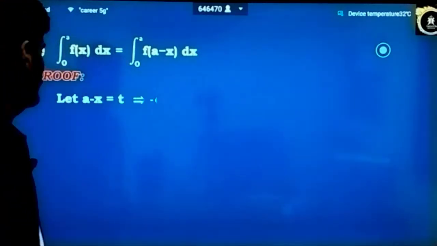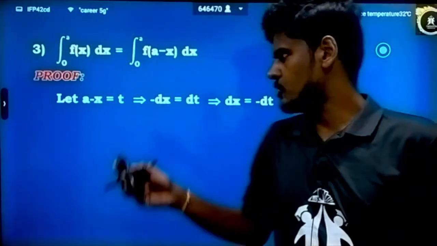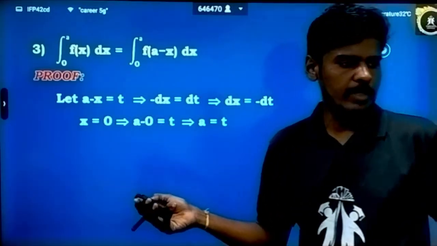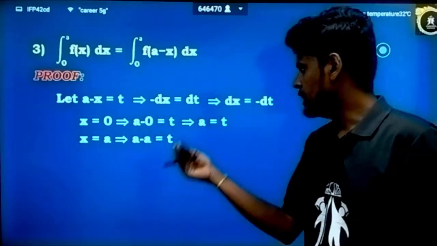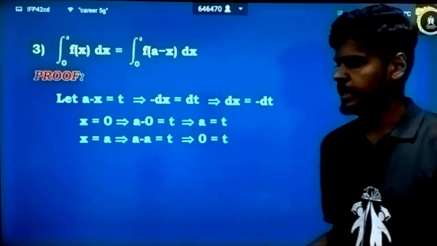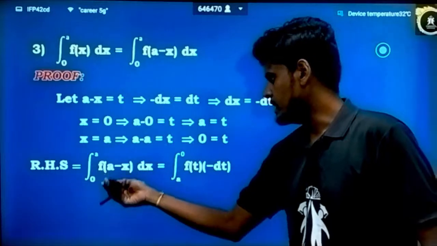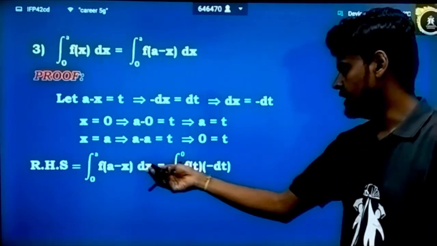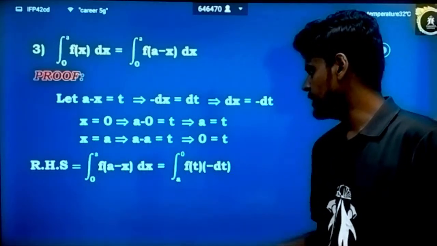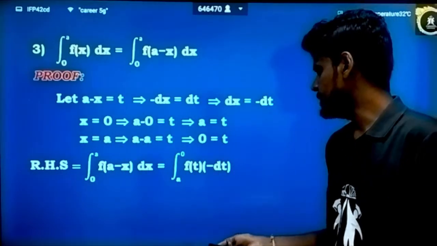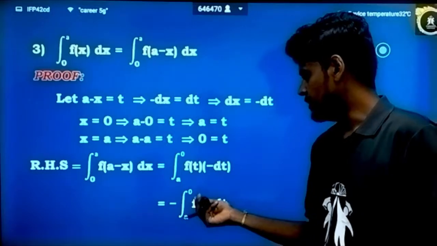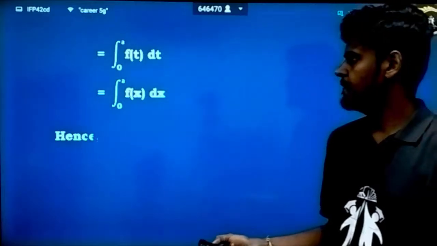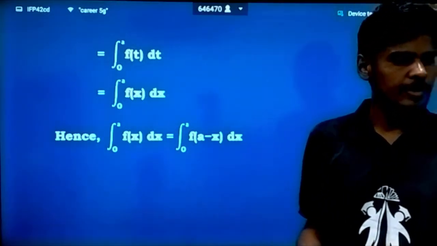It is the same. Proof is, take a minus x as t. So dx will be minus dt. And we have to find the integral limit. That will be the t values when we substitute t equal to a minus x. And then the right hand side integral will become integral of 0 to a f of t dt. Here we will change the limit, so it will become a to 0 with a minus sign. So this will be converted to 0 to a f of t dt, which is integral 0 to a f of x dx. Hence this is the proof.